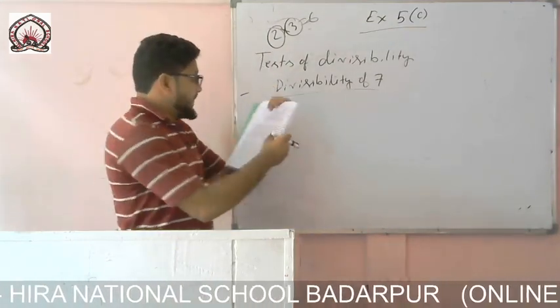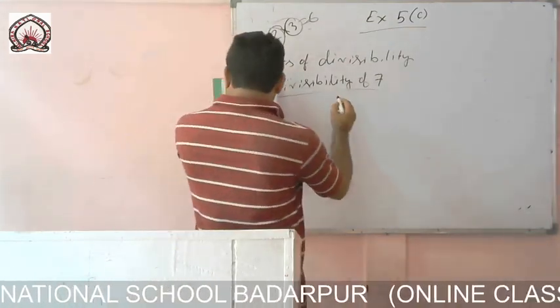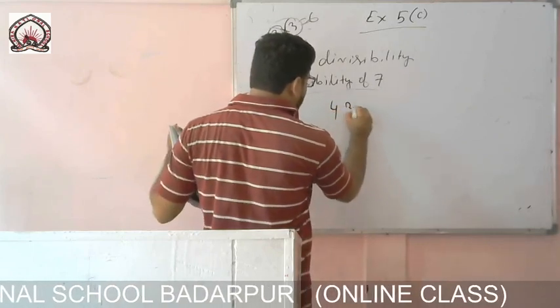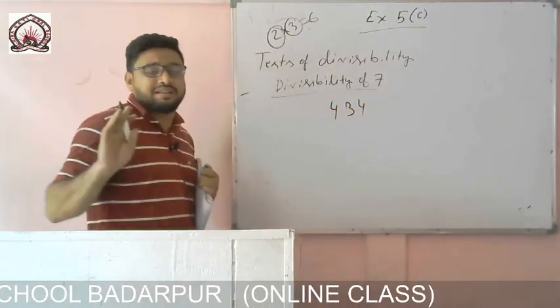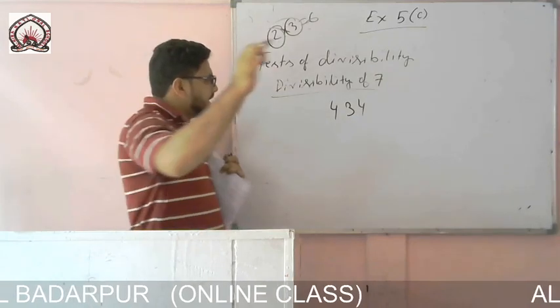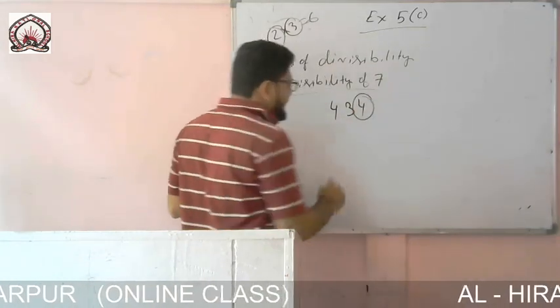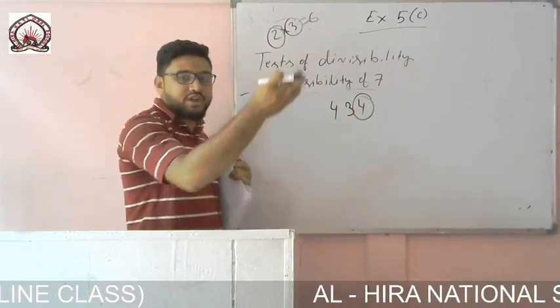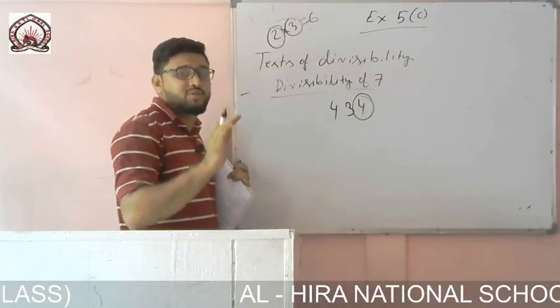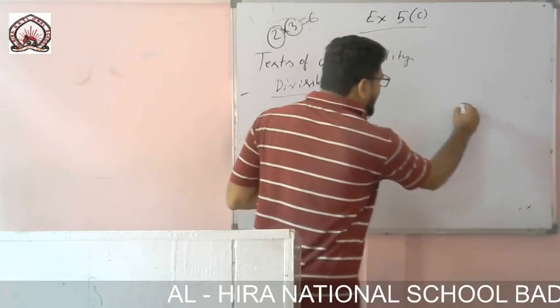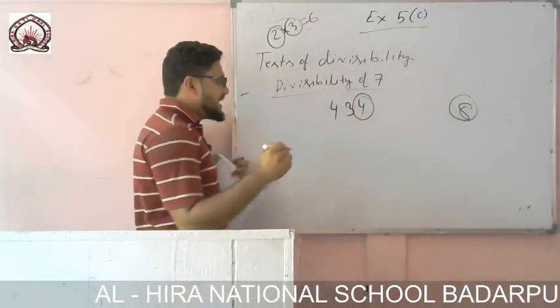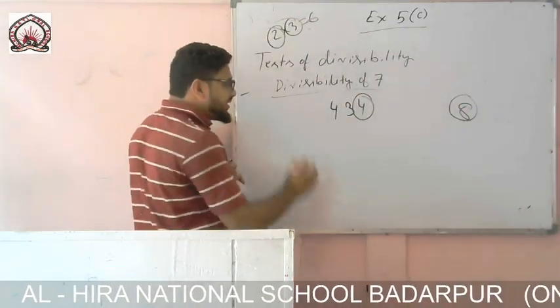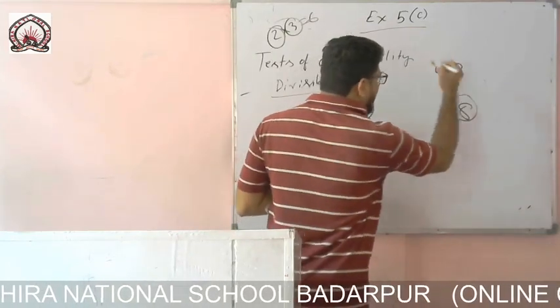So how to check? Suppose one number is given, 434. How to check whether the number is divisible by 7 or not? You see the last digit. The last digit is 4. Make it double: 4 plus 4 is 8. Now the rest that remains is 43.